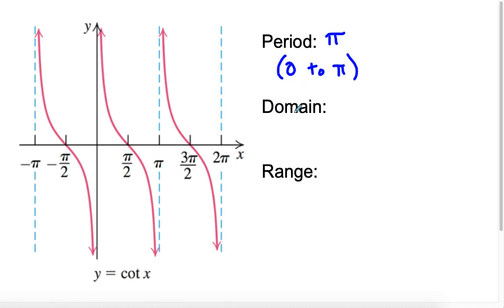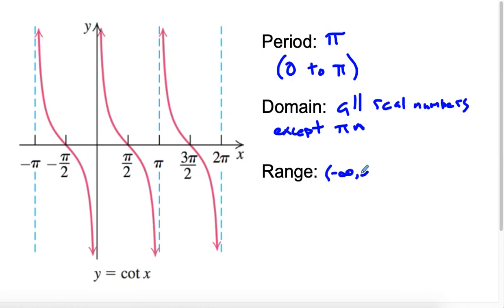The domain, similar to tangent, we can say it's everything except where the asymptotes are. So we can say all real numbers except, and this is just multiples of pi. So I can say except pi times n. And in the math world, it's usually assumed that n is an integer. So the range then, again, this is easy. The range is just negative infinity to positive infinity.